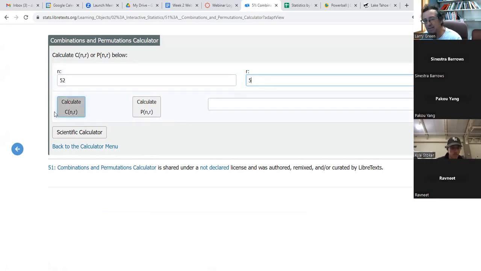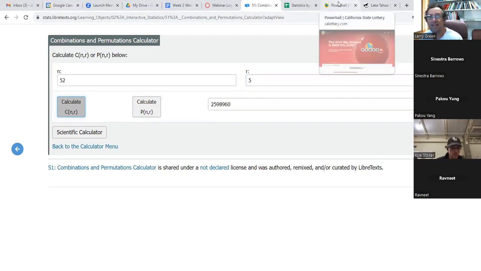CNR really means order doesn't matter. PNR means order does matter. C stands for combinations. P stands for permutations. So I'm going to calculate CNR. And there we go, there's our answer. And if you look, it's a lot. It's 2,598,960. Okay, there's a lot of different 5-card hands.